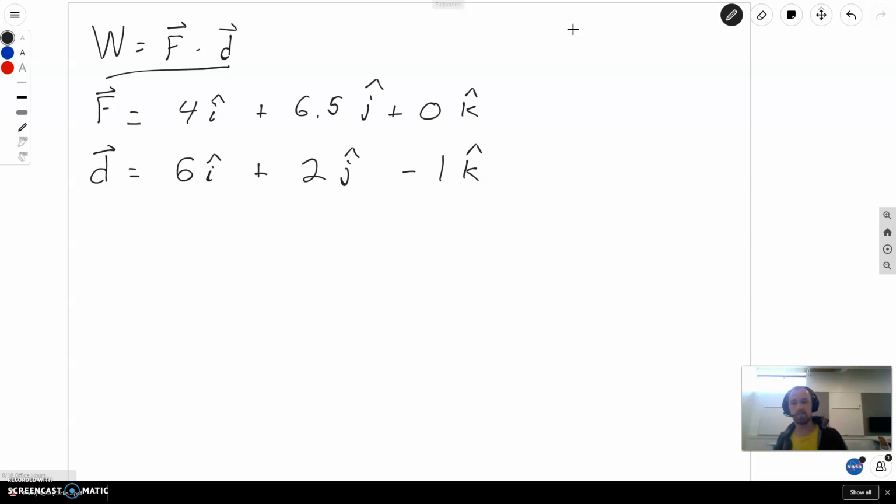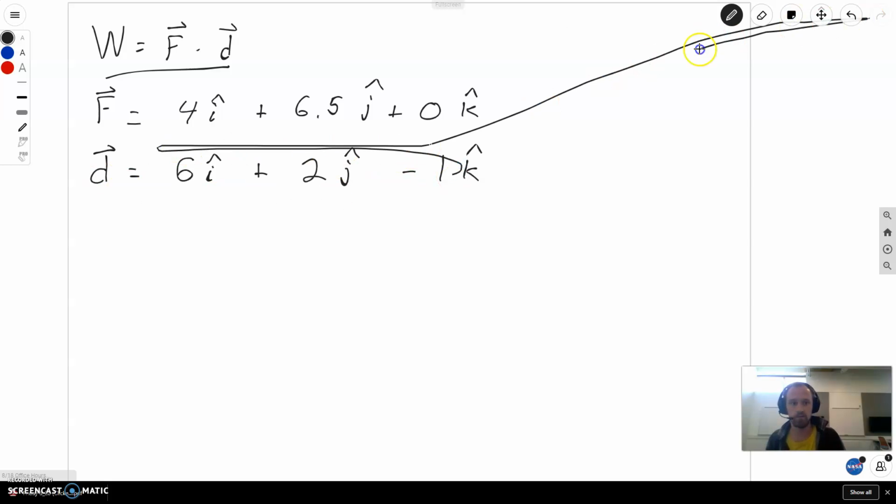So we have some kind of object, and it's experiencing this kind of force. And we want to know how much work it costs if I want to push this object in this direction.